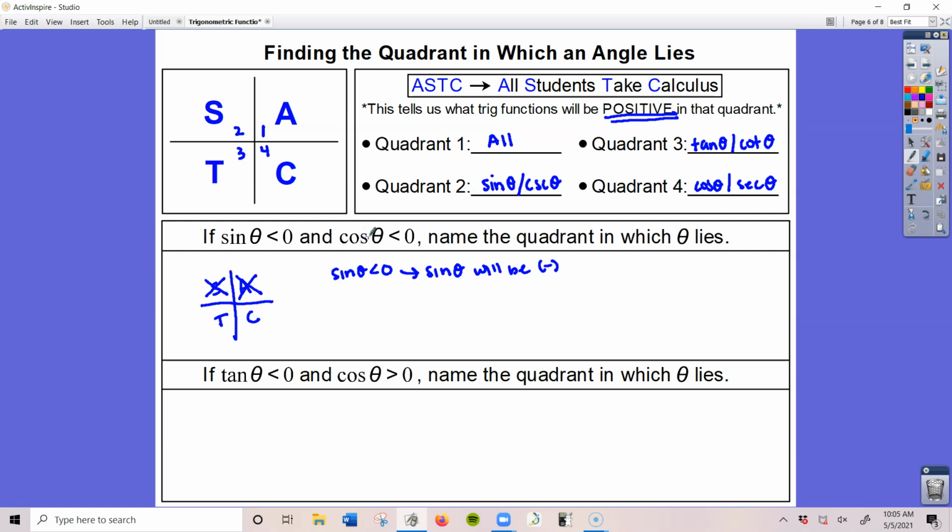Now here it says that cosine of theta is less than 0. So this also means that cosine is negative. And if cosine is negative, the angle can't be in quadrant 4 because cosine is positive in quadrant 4. Therefore, the angle theta lies in quadrant 3. Let's try another one.